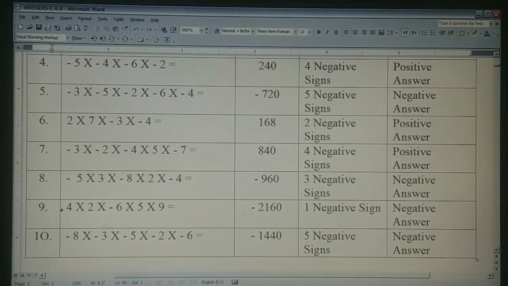In the 9th question, we see 4 multiplied by 2 multiplied by minus 6 multiplied by 5 multiplied by 9. Here the number of negative signs is 1. There is only one negative sign. Whenever there is one negative sign, the answer will be a negative answer. So we just have to multiply the numbers and put a negative sign. Whenever there are 5 and 2, we multiply them separately at the end. So we can multiply the remaining numbers. That is 4 6s are 24 and 24 9s are 216. 216 multiplied by 10, 5 2s are 10, that is 2160. Our answer will be minus 2160.